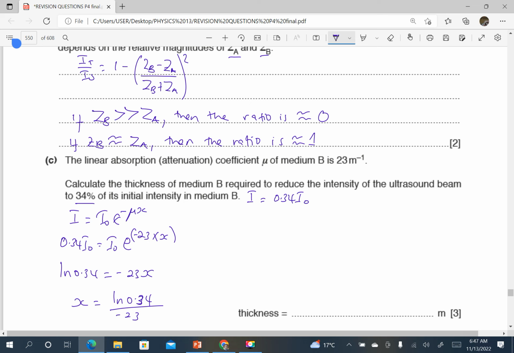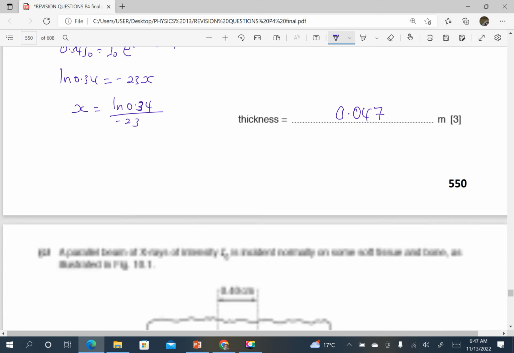Let me use my calculator. So this is giving me 0.047 meters to two significant figures. Okay, next.